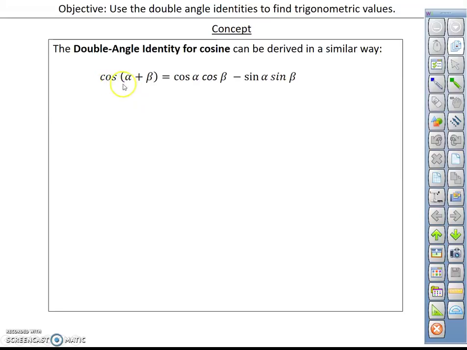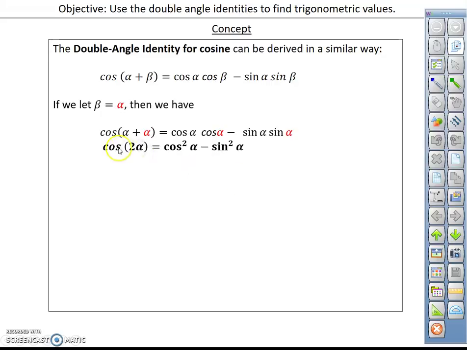For cosine, so looking at cosine of a sum, if alpha and beta are the same angle, then we get cosine of alpha plus alpha. Applying it, we get this expression. And simplifying that becomes cosine of 2 alpha equals cosine squared alpha minus sine squared alpha.